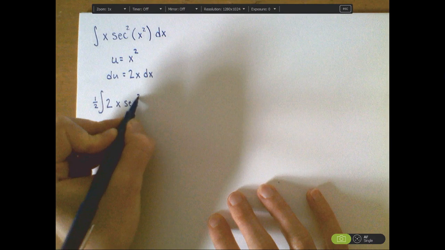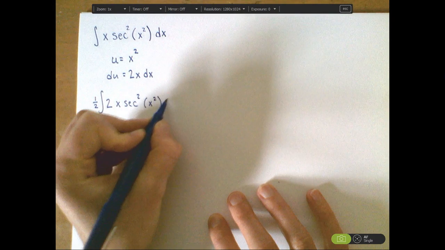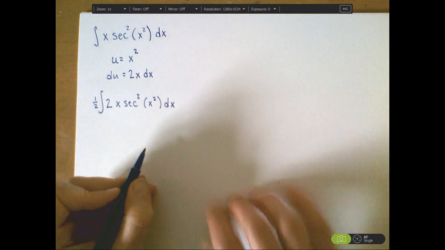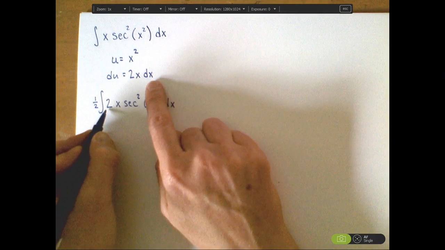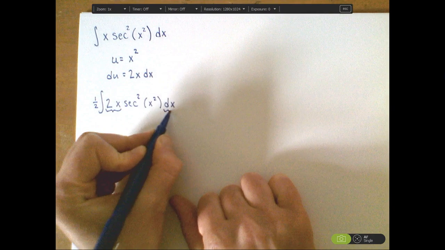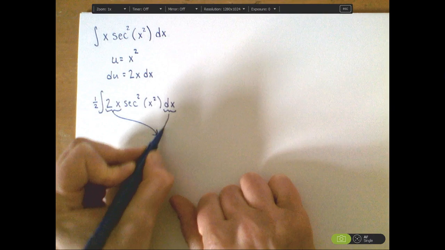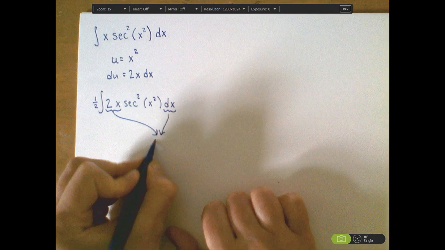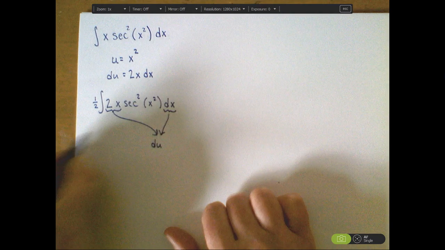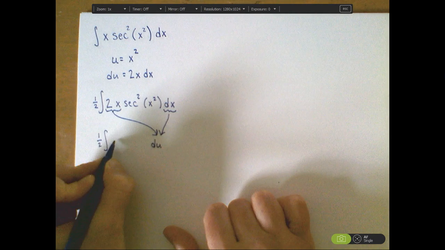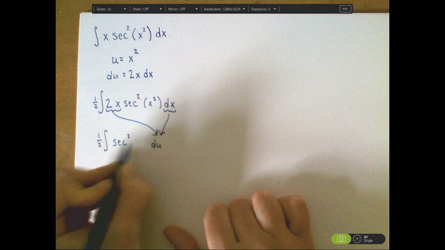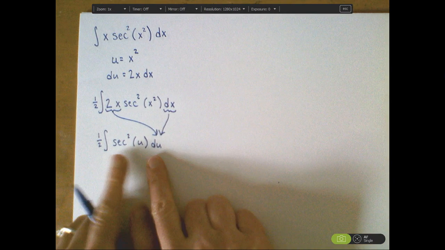I'm not affecting the value of the integral because I'm just multiplying by a clever version of 1. Secant squared dx. And now that I've done that, I see that I have all of the pieces that I need to be able to create a du. So together 2x dx becomes du. And I'm left with the integral of 1/2 of secant squared u du.